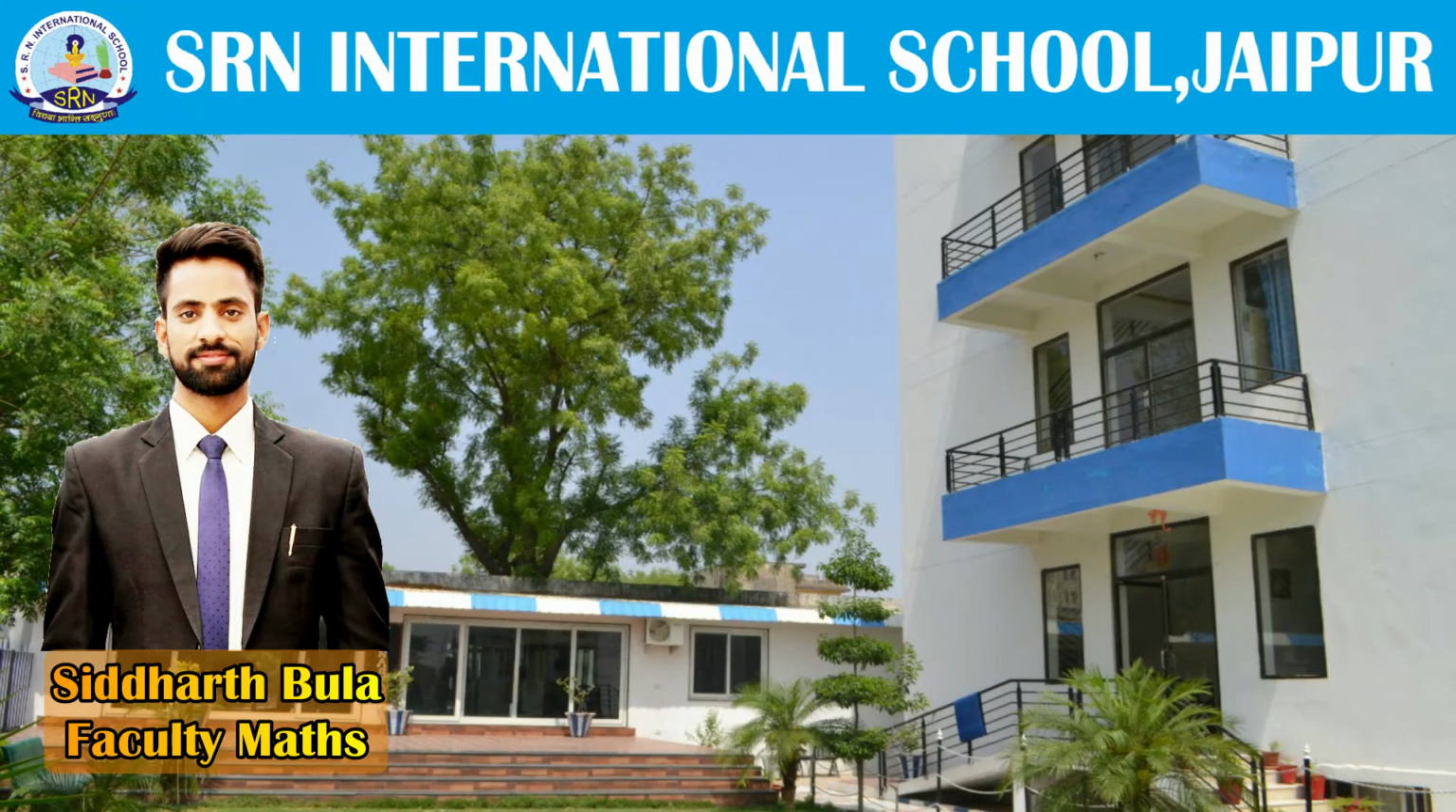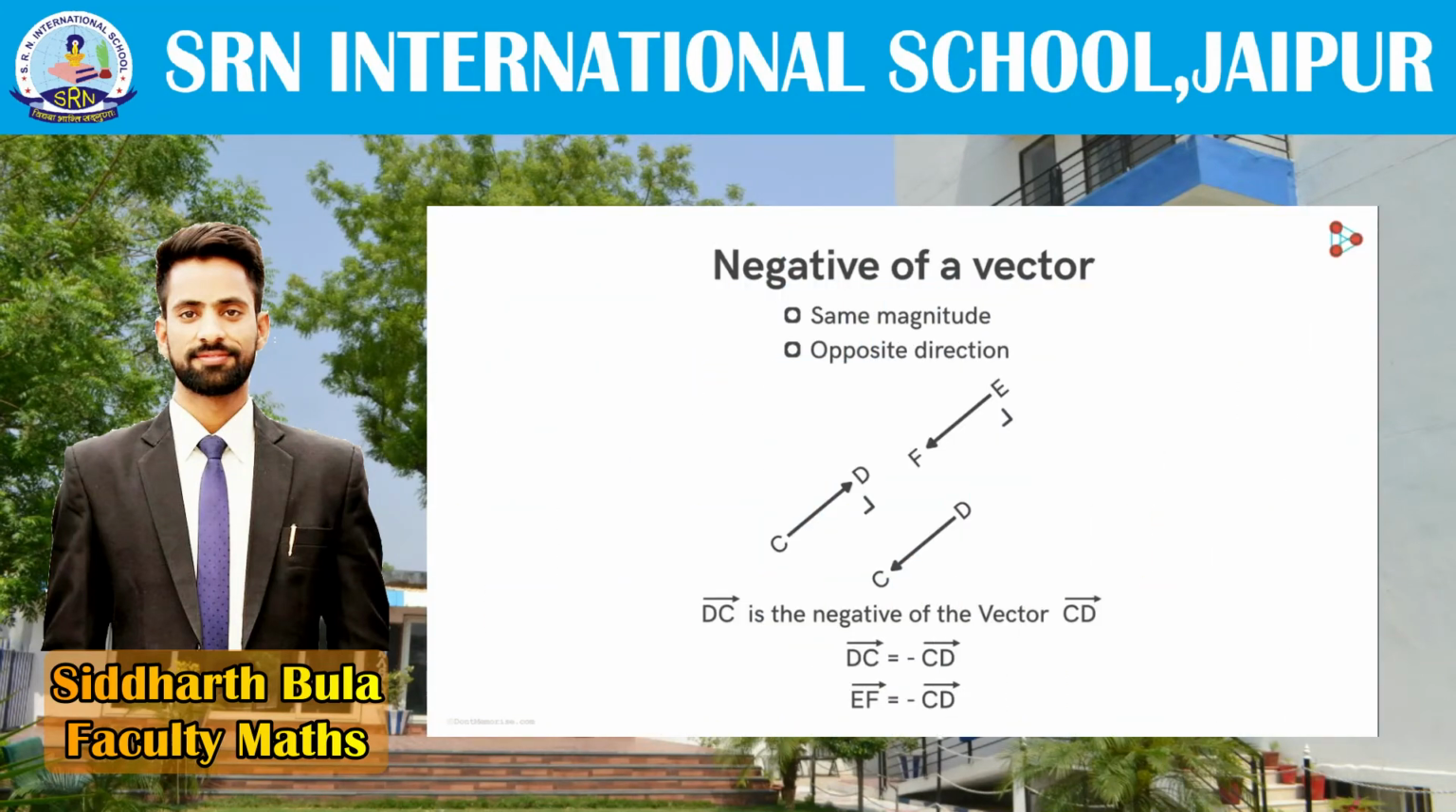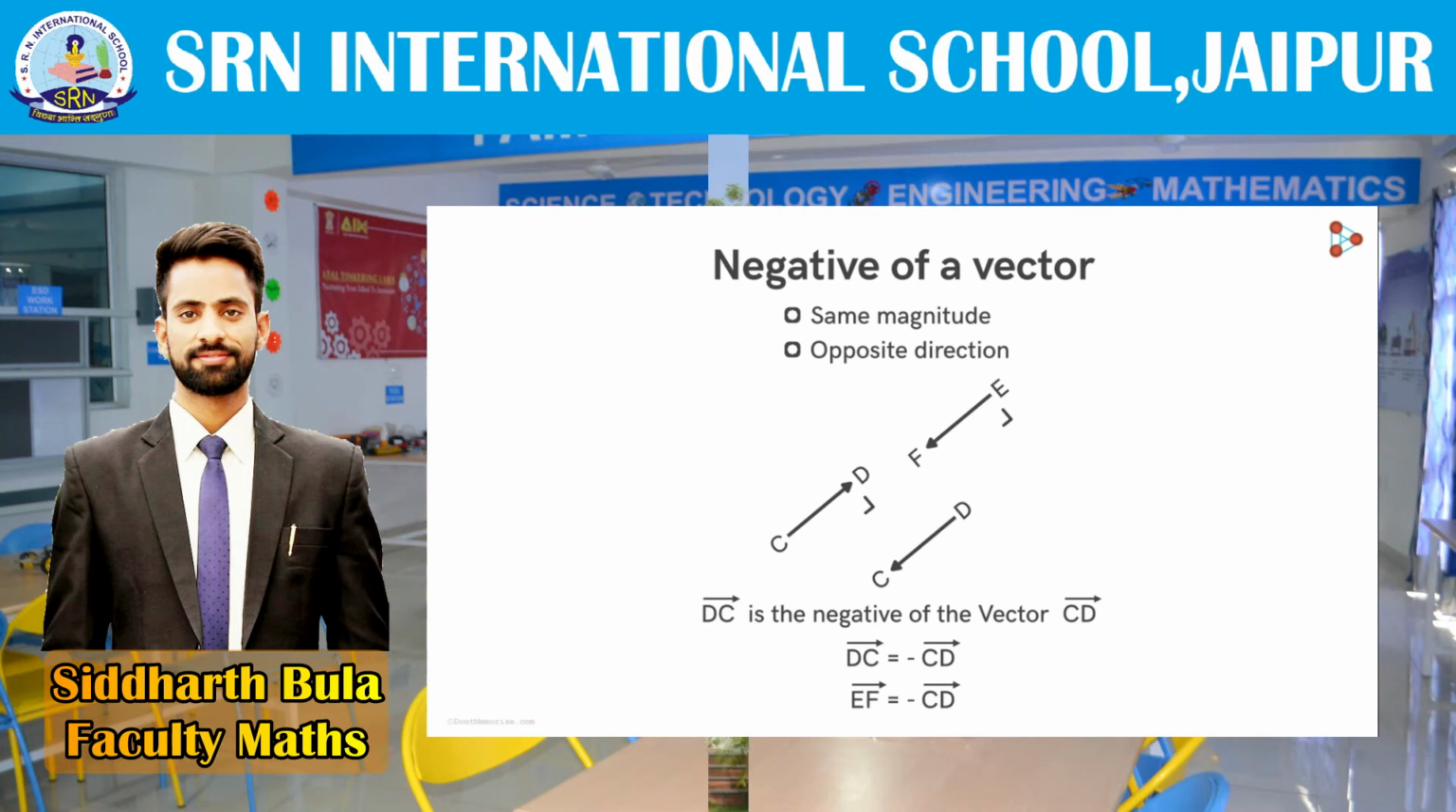Now let's understand the negative of a vector. As we know, a vector is always defined by two things: one is magnitude and another is direction. If two vectors have the same magnitude but opposite directions, the vectors will be called negative vectors. As you can see, vector CD has a direction upward. If we reverse the direction to the opposite side, the magnitude is still the same but the direction is opposite. In that case, the second CD is the negative of vector CD.